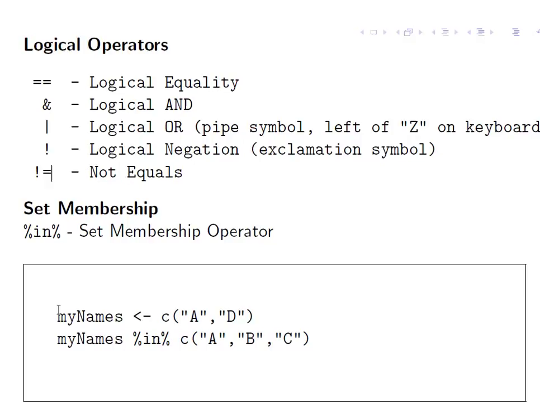This is the in operator. Very useful. It will tell you if a certain item is in a list of objects. So here we have a little list of objects. List in the generic sense of the word. Suppose we have my names, A and D, and we are interested in checking whether the names are in this little list. We use this little in operator. It's handy to know. It's particularly useful for filtering variables. Let's give that a go.